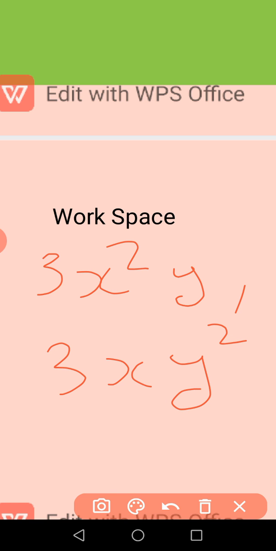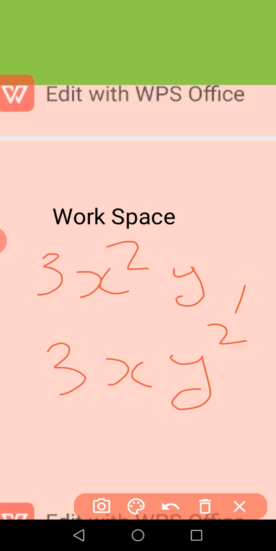Here 3x square y and 3xy square. At a single look, you may think that both have x and y, so definitely these are like terms, and the coefficients are also the same. But it is not like that.